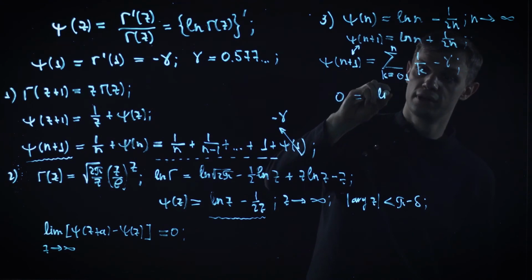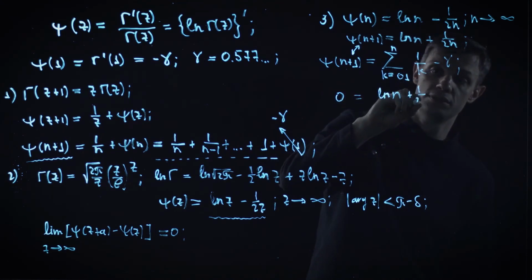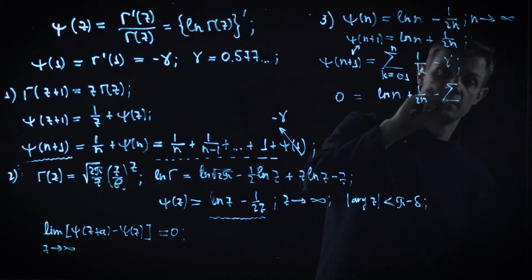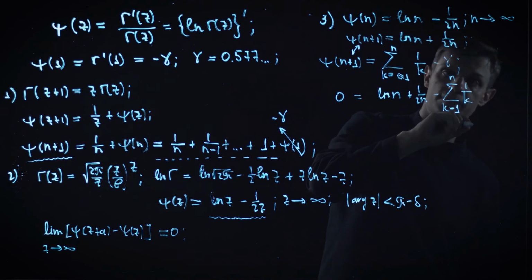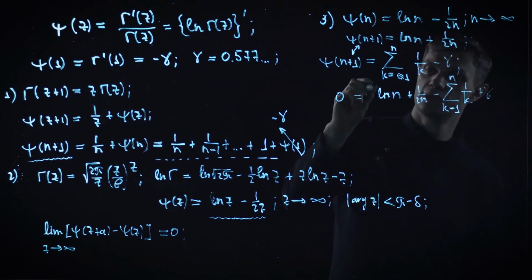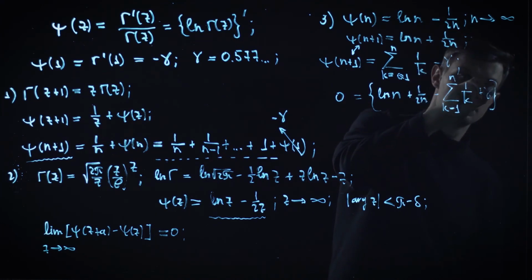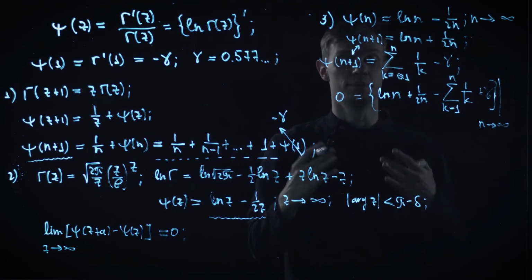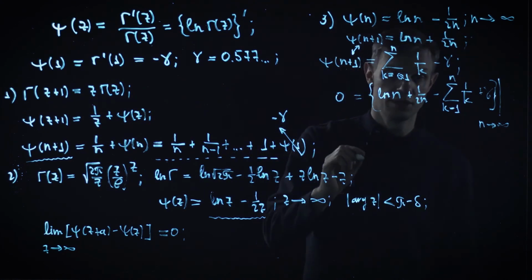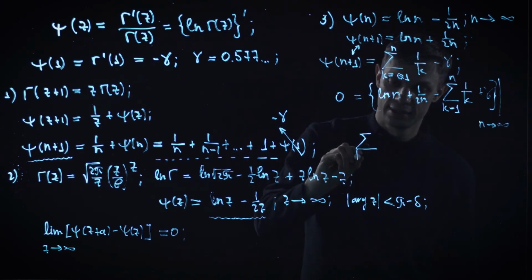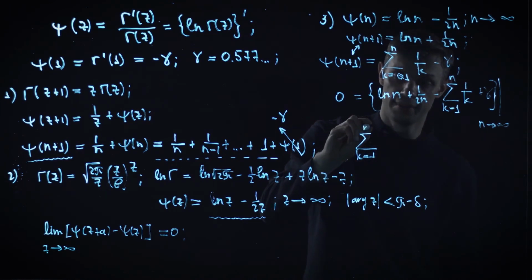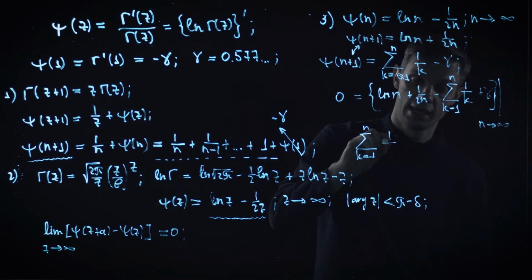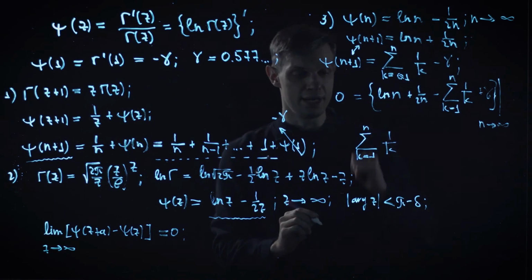So the logarithm of n plus 1 over 2n minus the sum from 1 to n of 1 over k, plus gamma, tends to 0 as n tends to infinity. And here comes the most probably beautiful equation, which follows from the definition of the digamma function. So we see that the series, the sum of the series, which has a special name in mathematics, it's called the harmonic series, is divergent. And it's divergent like the logarithm of its upper limit, the logarithm of n.